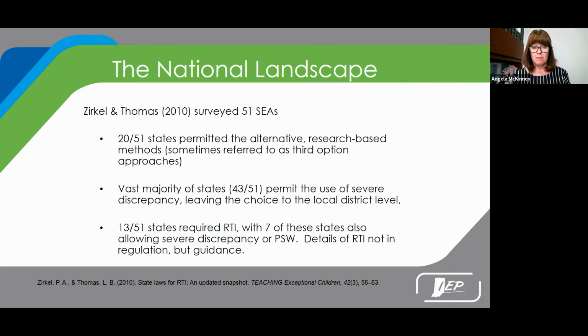But you know from the national guidance that we all have to be allowed to do that. It's just that we have 13 of the states that say you have to do that. That has to be part of it.